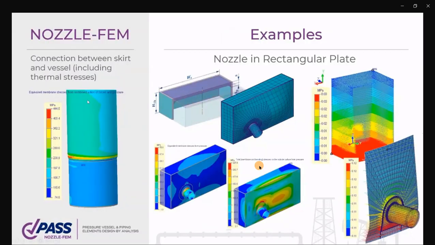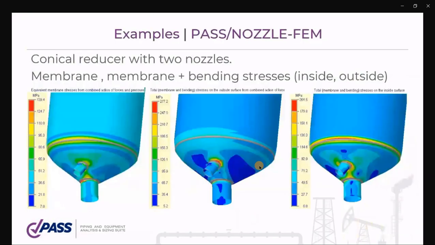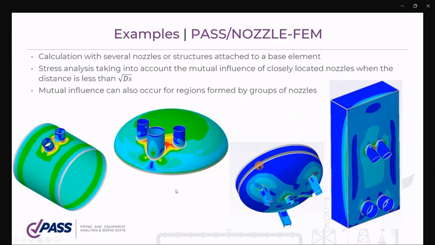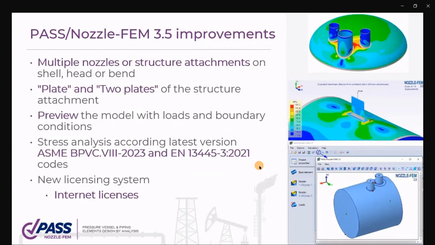For example, connection between skirt and vessel including thermal stresses, nozzle and rectangle plate, with the ability to see the hydrostatic pressure, conical reducer with 2 nozzles, and several nozzles and structures attached to the base element. In conclusion, let us once again highlight the main improvements in the latest version of the PASSNozzleFEM program. They are shown in this slide.